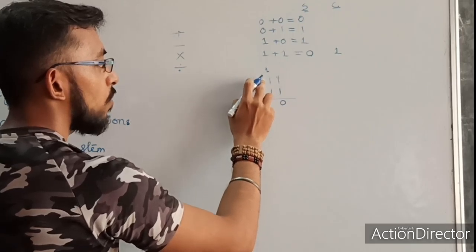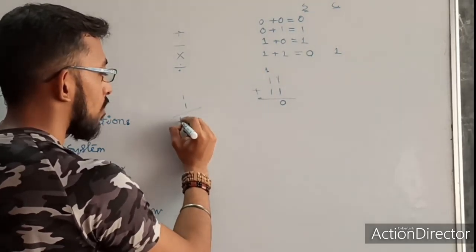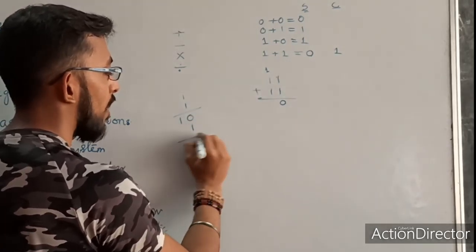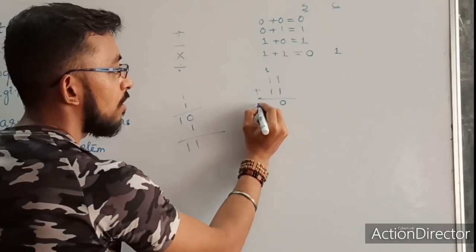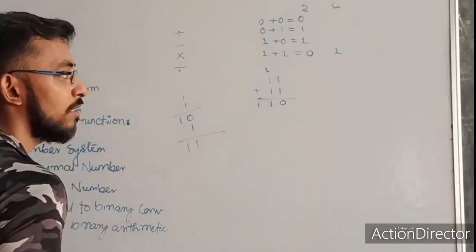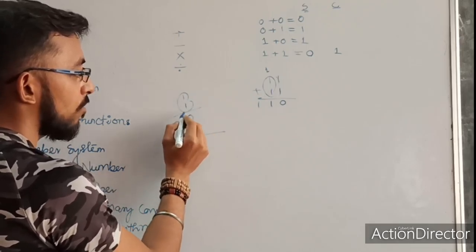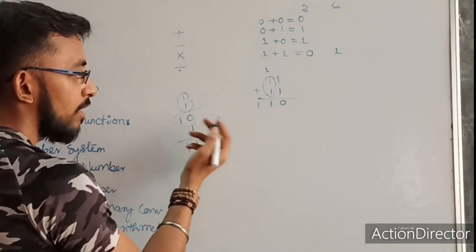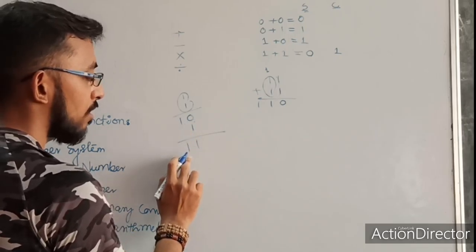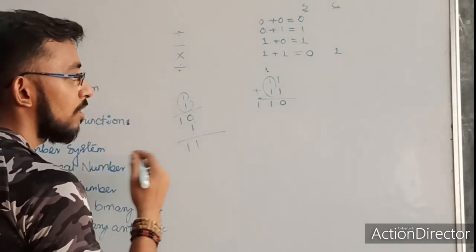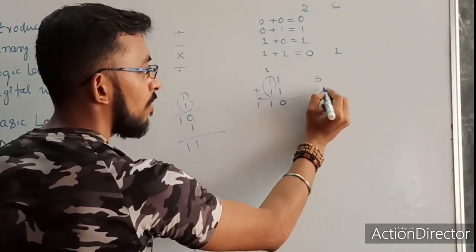Then 1 plus 1 plus 1: the summation of 1 plus 1 is 1 0, and again 1 is added to this. So 1 0 plus 1 is 1 1. Okay. So the summation of 1 plus 1 is 1 0, that is 2 in decimal. And if I add 2 with a 1, I get 3. So if you see, 1 1 in decimal is 3.